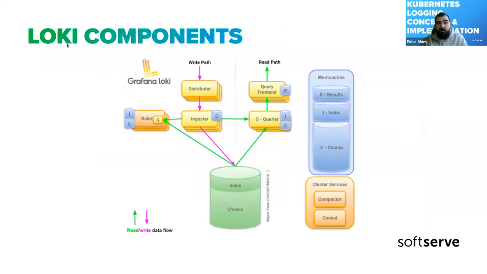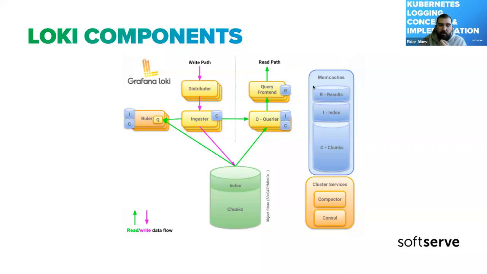How does Loki actually work? Loki could work as a single binary, or Loki could work as a set of distributed services. We have some services that give us the ability to write logs to the system, and some services that give us the ability to read logs from the system, make queries, and so on. In this case, the distributor and ingester services will send the logs and log chunks to the storage, and the querier and query frontend will give us the ability to read the logs from the storage.